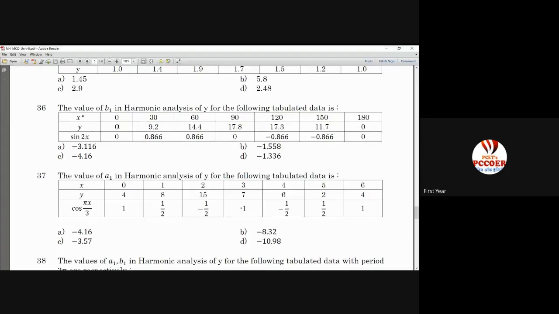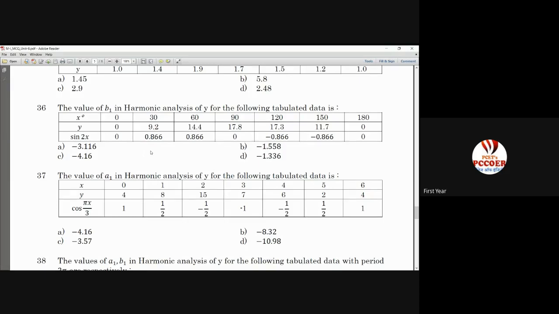Your formula is summation of y sin 2x. So you have to multiply first and then add, as the coefficients are not the same, they are with negative signs and all. So 0 into 0 plus 9.2. The students who are a bit weak at basic maths make this mistake. So please don't make such mistakes again. 9.2 into 0.866, 14.4 into 0.866, 17.8 into 0, 17.3 into this, 11.7 into this, then add them and divide by 3 because 2 by 6 is 1 by 3. And what's the answer? That also you tell me.